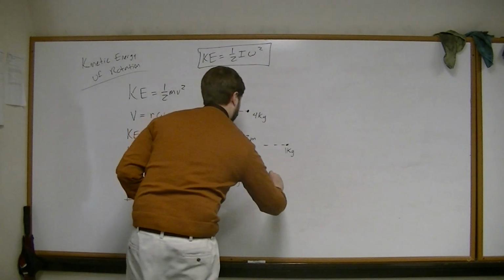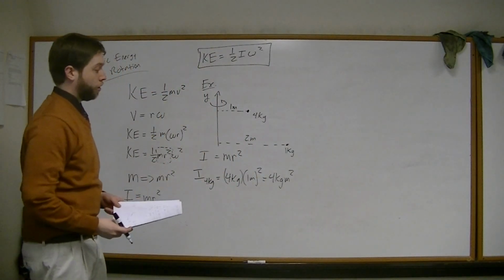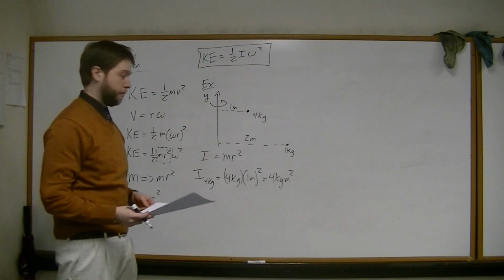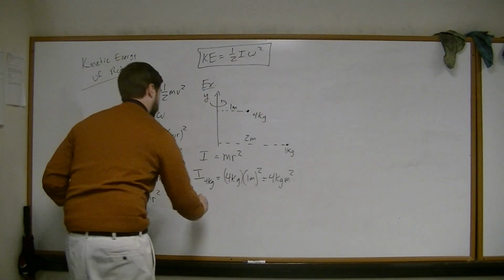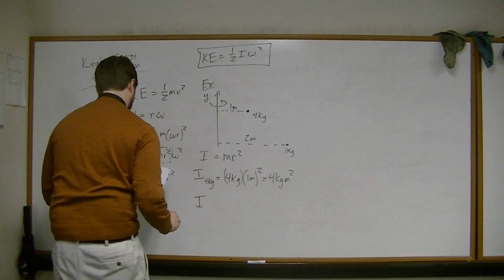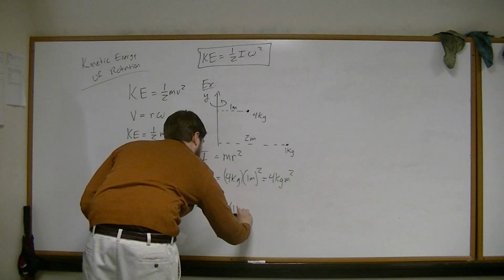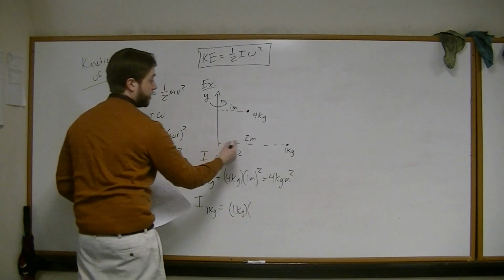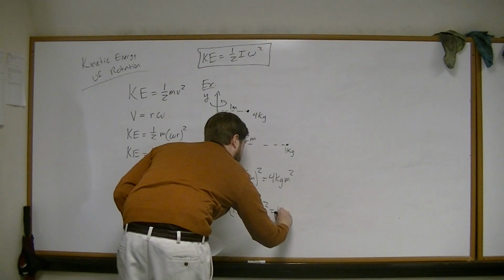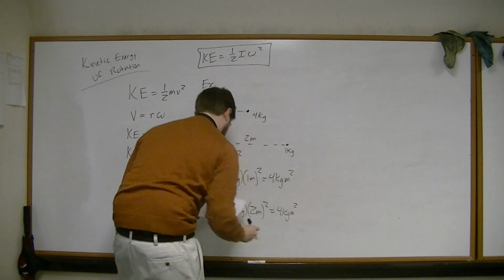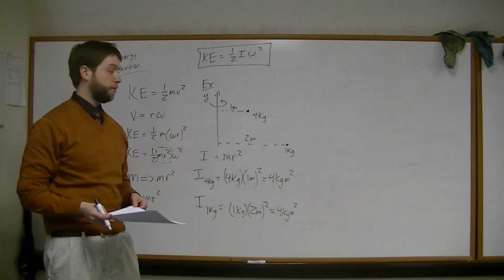And so we get an answer of 4 kilogram meter squared. Rotational inertia has very odd units, kilogram meter squared. Don't worry too much about that. Now, the rotational inertia for the 1 kilogram object is equal to 1 kilogram multiplied by the distance, which is 2 meters, squared, and that's equal to 4 kilogram meter squared. So we get the exact same rotational inertia for the two problems.